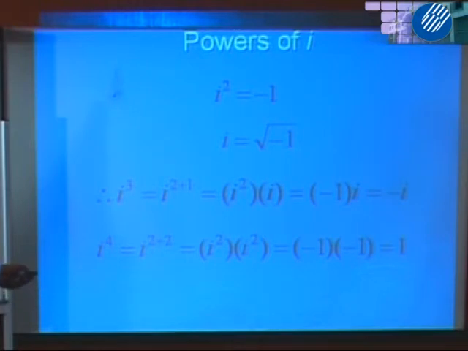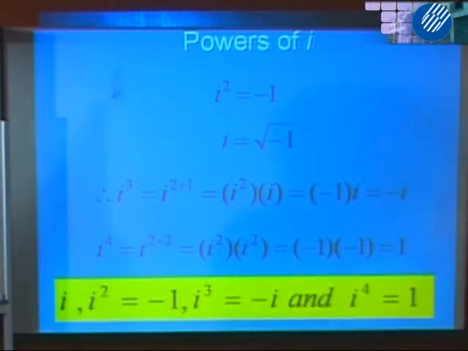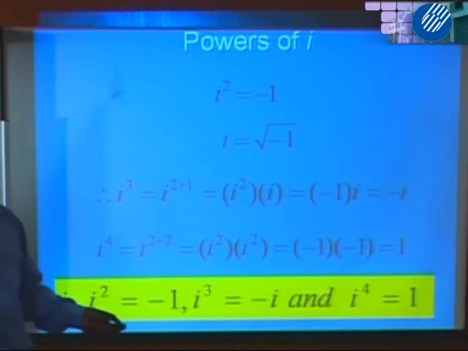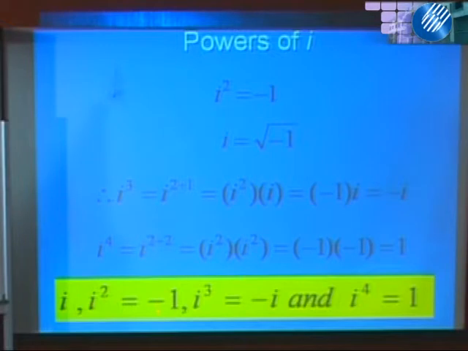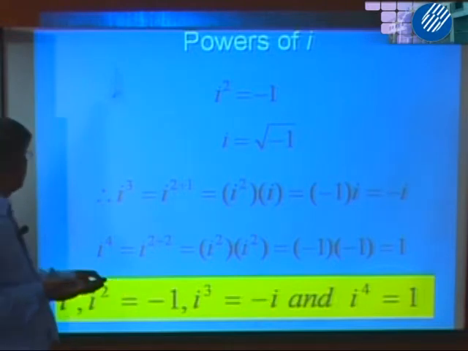Now from here we can say that in any case, any power of i that we have can be summarized as i, minus 1, minus i and 1. So if we look at it, it has two real values and two imaginary values. One is minus 1, the other one is 1. These are the two real values. The other ones can be i or minus i. So let us see some examples.